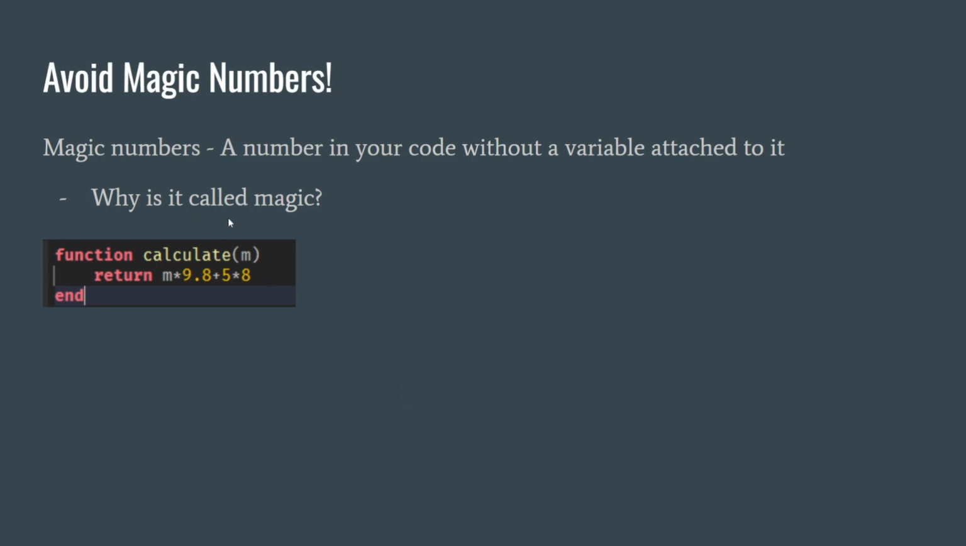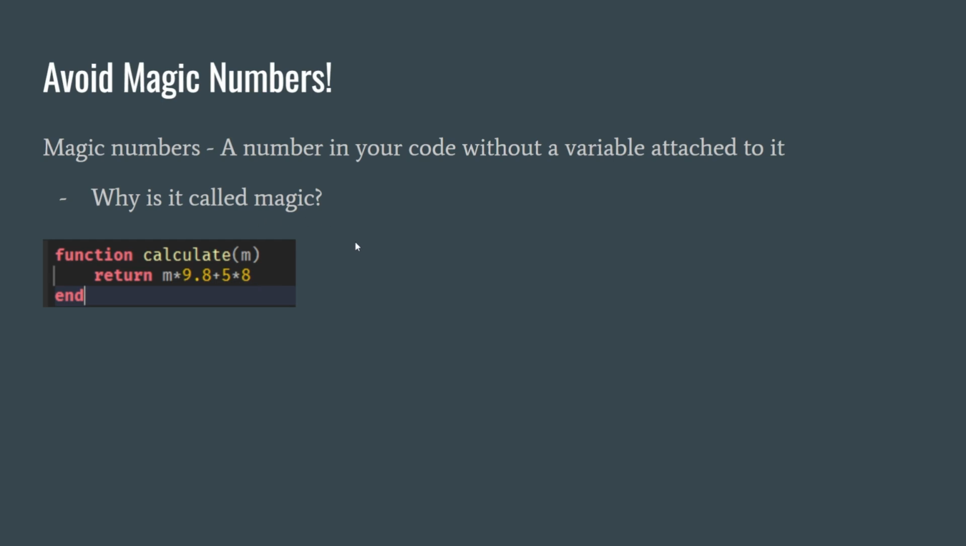So why is it called magic? These numbers right here, 9.8, 5, and 8, we call them magic numbers. So the question is, why is it called magic? And the answer is because suppose you wrote this code and for 3 months you never touched this code again. So you went about your life, you did a whole bunch of stuff. 3 months later you came back and you saw this. And you're like, what? What is this 9.8? What is this 5? What is this 8? What am I thinking? It's like magic why the number is there. You just don't know what it is. It's like it's magically there.